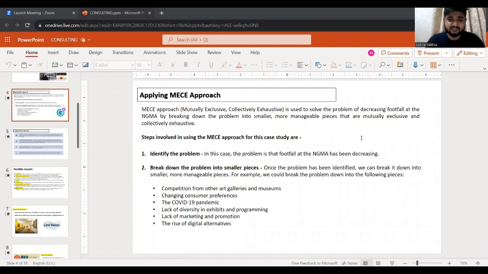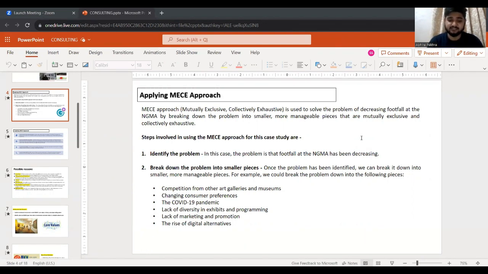In this case study, we will be using the MECE approach to solve it. The MECE approach is mutually exclusive, collectively exhaustive. This approach is used to solve the problem of decreasing footfall at the National Gallery by breaking the whole problem into smaller pieces. The first step is to identify the problem. We need to clarify and understand the problem we are dealing with. In this case, the main problem is that fewer people are visiting the National Gallery than before.